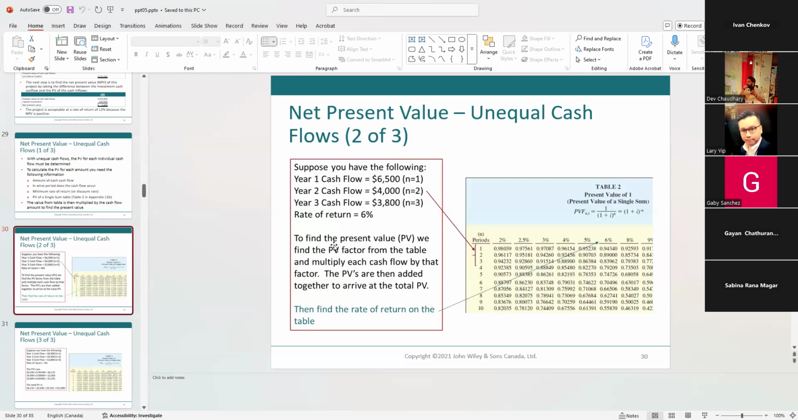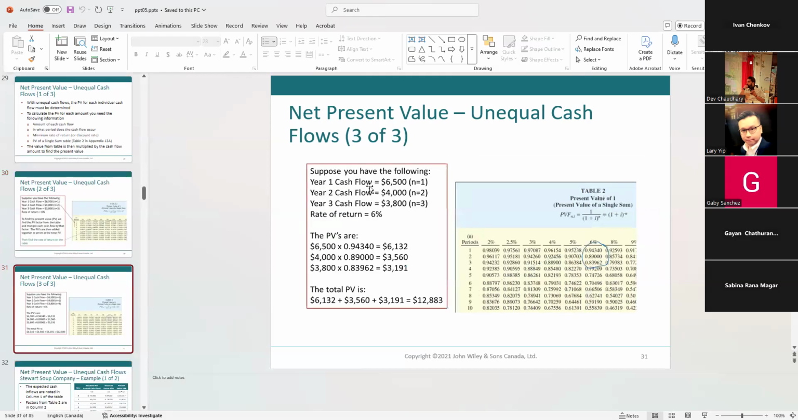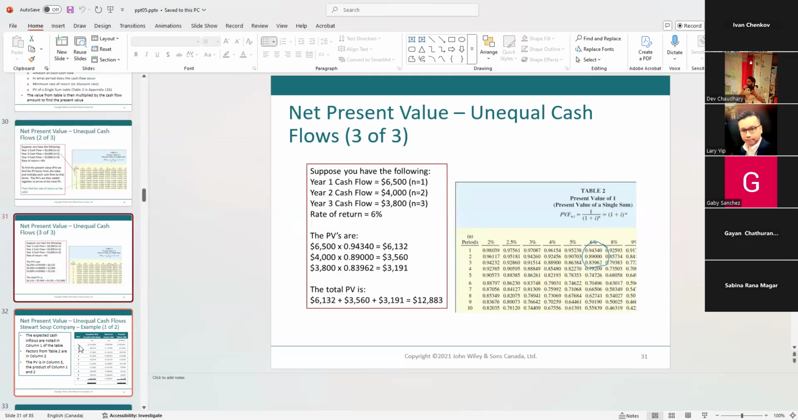Now, what's going to happen if the project has unequal cash flow? In our case, the project had equal cash flow. When it has unequal cash flow for every single year, we have to calculate the present value. So if we have this information, now we have to find out the value of each of those amounts. So I'm going to copy this.